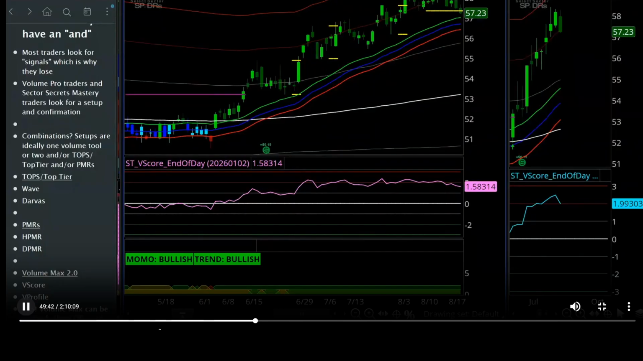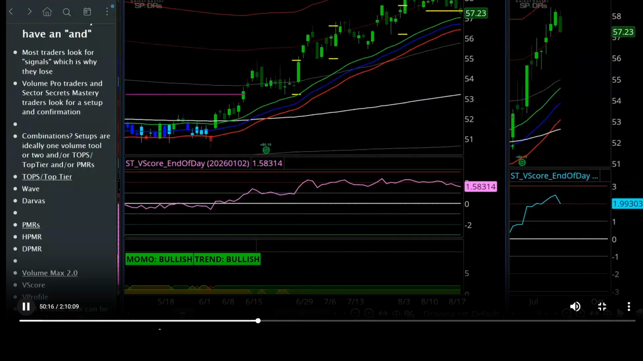All right. So GGG, yes, you can look at the VScore for entries and exits. But remember, it's not just the VScore. You can look at the VProfile for entries and exits. You can look at the Darvis for entries and exits. Remember, support and resistance is what everything, at the end of the day, is designed to do. If you buy at support, your target is resistance. If you short sell or buy puts at resistance, support is your target.